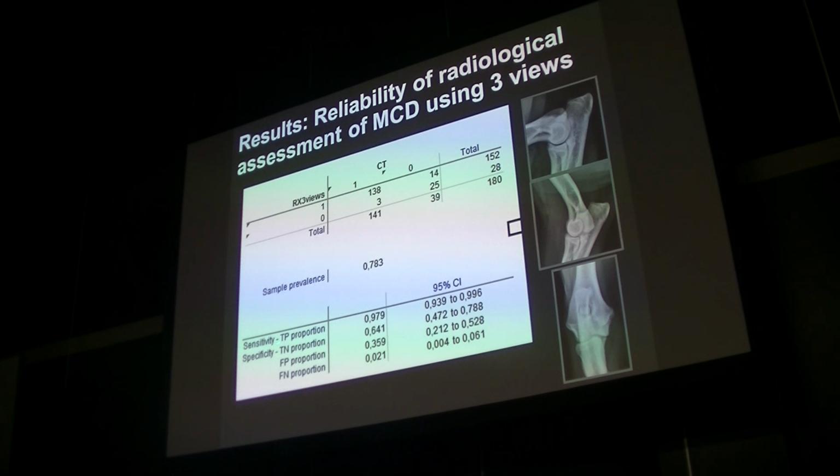So the sensitivity is still very high, the specificity is lower, meaning that radiographic evaluation is not doing too badly. So in patients, it's possible, of course, that you overdiagnose a bit on the radiographs, whereas the medial coronoid process might be normal on CT.